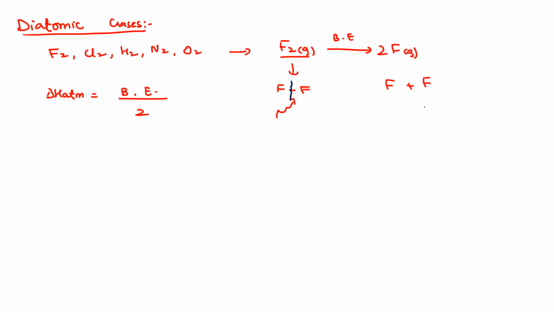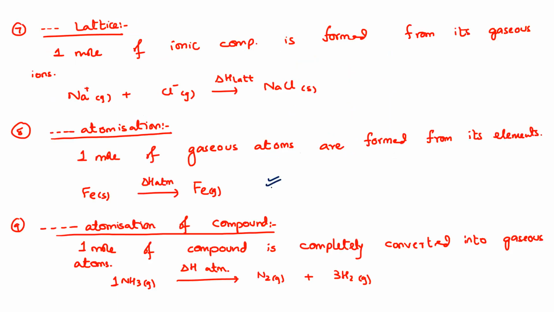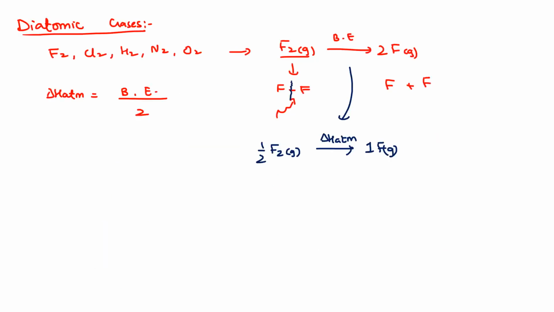Do you get this part? Yes. Through this, we can infer that half F2(g) equals 1 F(g). So that would fit in enthalpy change of atomization. This is what we have just done here. Okay. Similarly, if I ask you where you would place this reaction: 1 H2(g) plus half O2(g) forms 1 H2O(l).